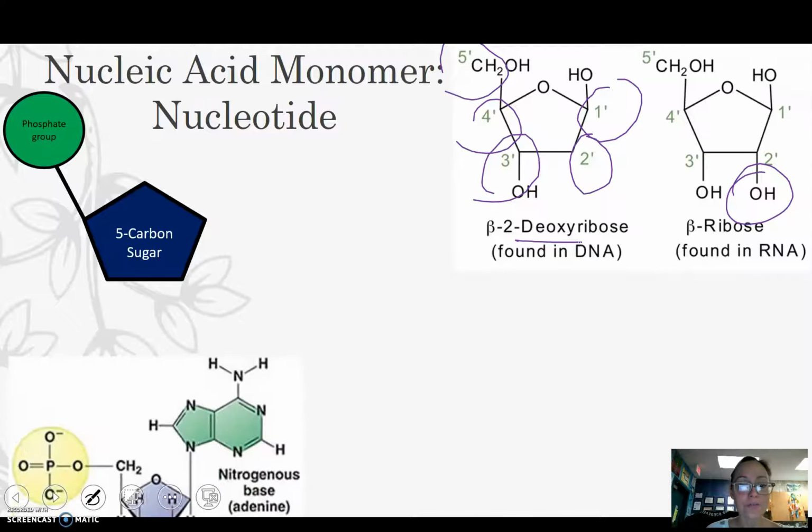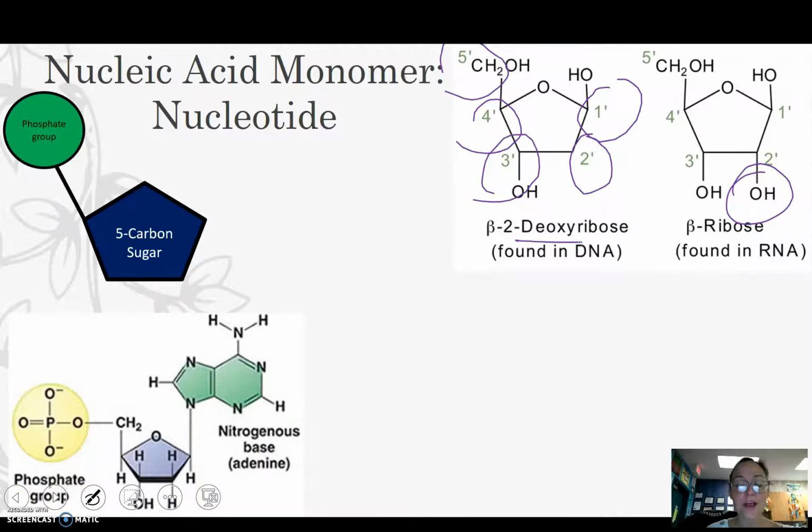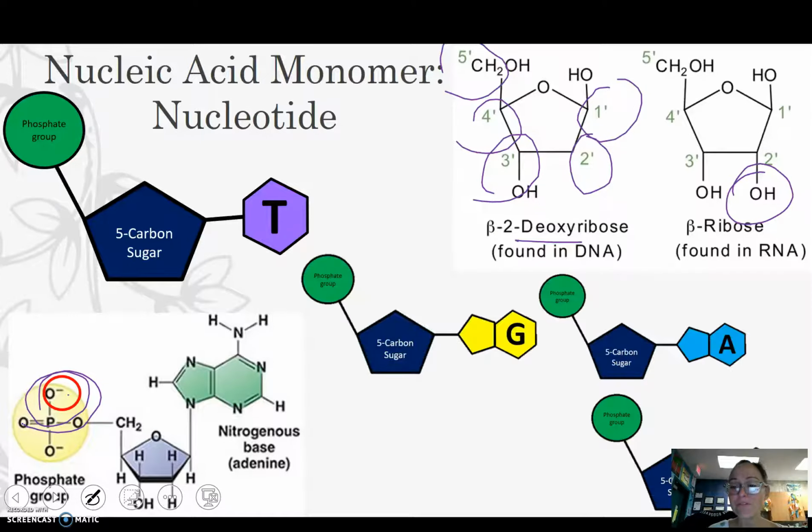So we have the phosphate group, and if you remember phosphate groups from when we talked about phospholipids or ATP, they have that negative charge. And so we have our phosphate group as well as a nitrogen base. We have different kinds of nitrogen bases. So our monomer for DNA is a nucleotide, and a nucleotide is made out of a phosphate group, a 5-carbon sugar, and a nitrogen base.